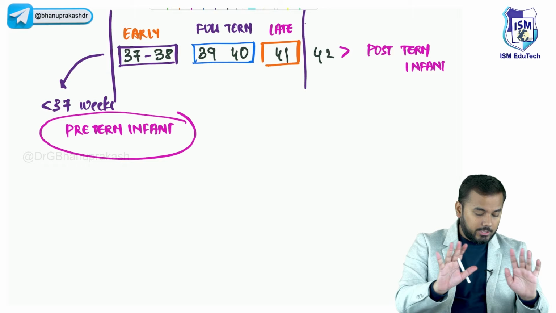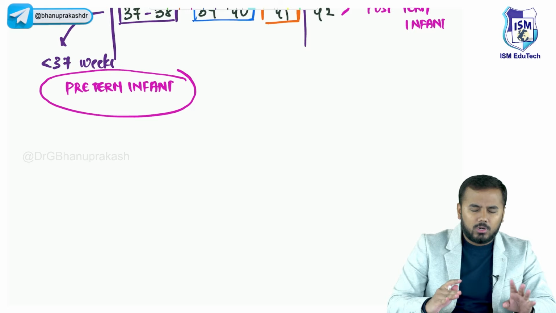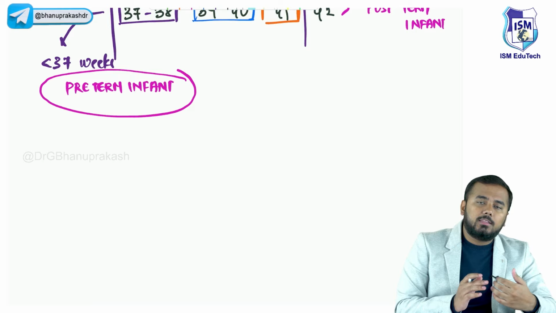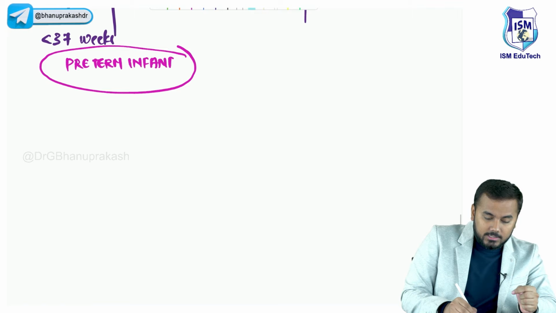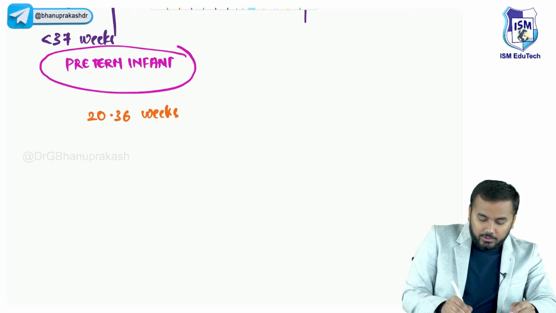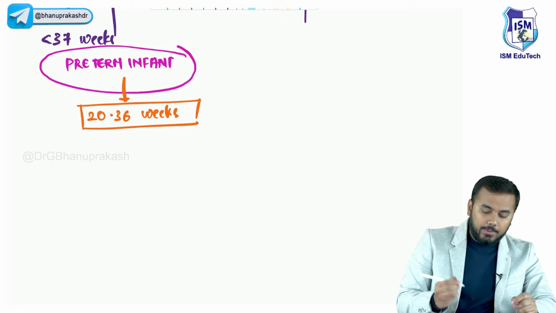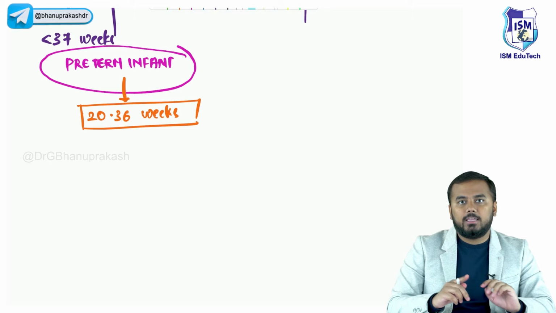The basic thing is if any baby is born before 37 weeks, that is called a preterm infant. Before 37 weeks, what is the exact age group? The exact time period is between 20 to 36 weeks. If a baby is born between 20 to 36 weeks, this is called a preterm infant. Are you clear with that? So this is the first very important thing I want you to know.